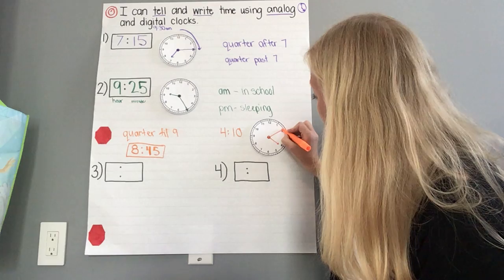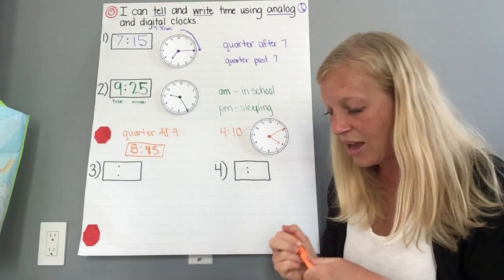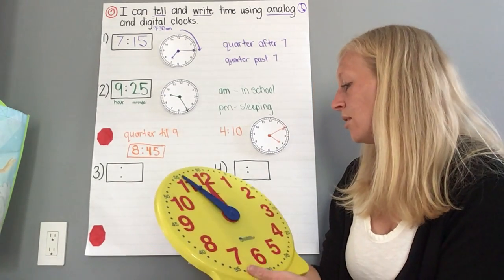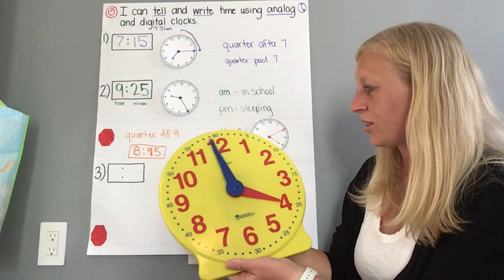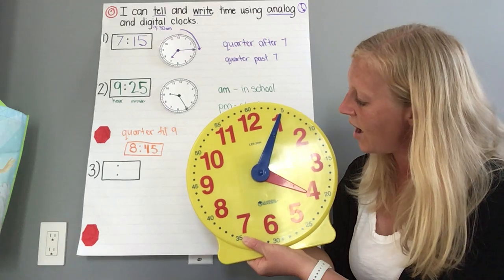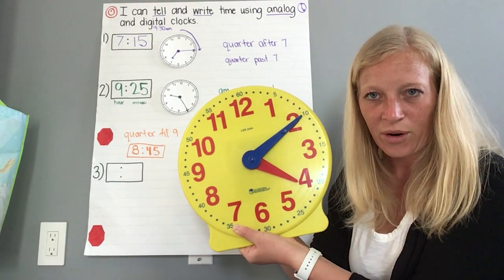5:10. Stretch that minute hand all the way out there to that 10. Very good. And if I show it on my big one so you can see it better, let me get my 4 o'clock. Squeaky, squeaky. 4 o'clock. 4:05. 4:10. You can see it just past that 4, right?